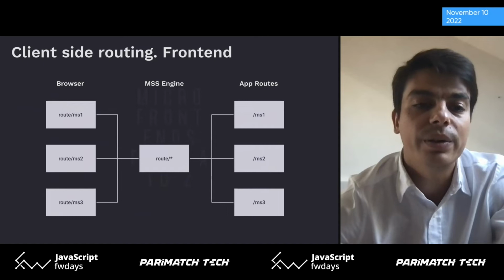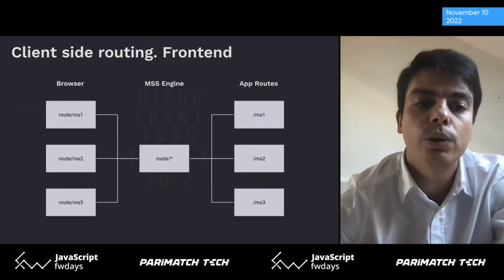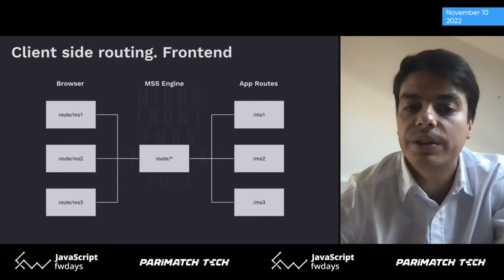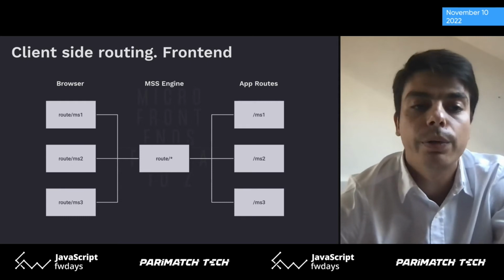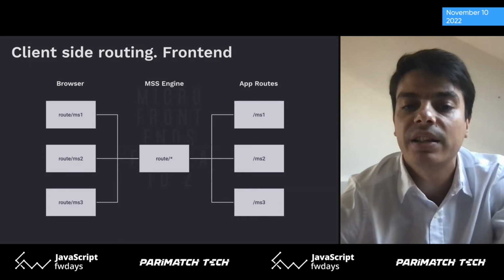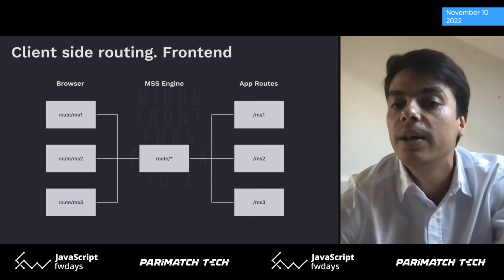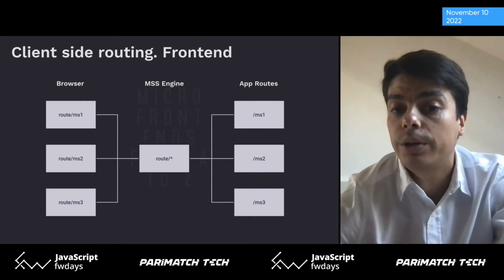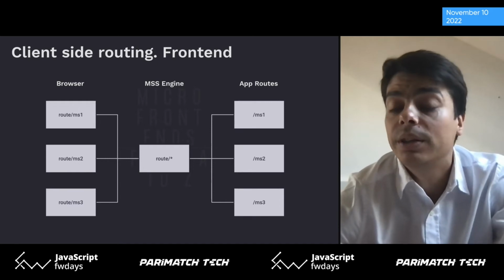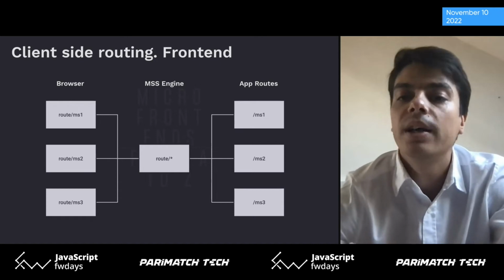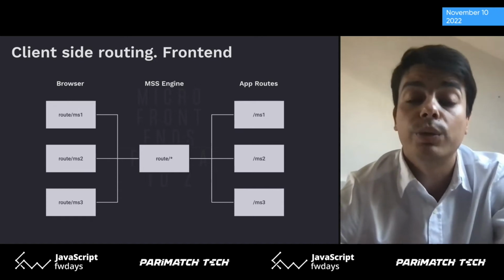So if we receive a request like route/ms1, the microservice engine parses the first part of the route, and then it bypasses a base URL to your service. Your service reacts on it in the way it wants. So you can just put a regular React router or Vue router in your application and work with it as with a regular router.